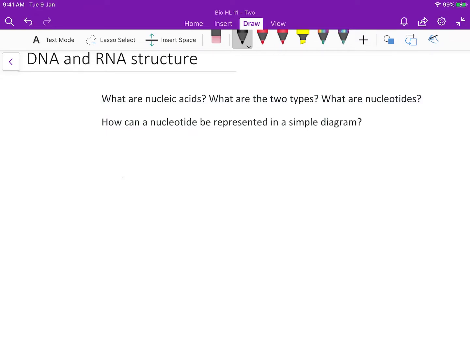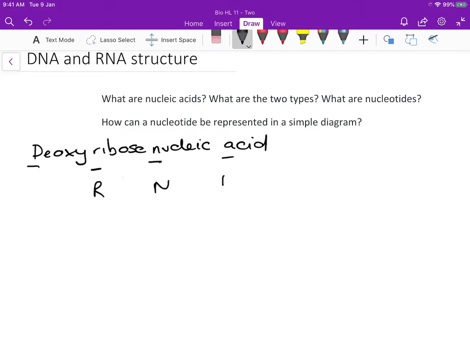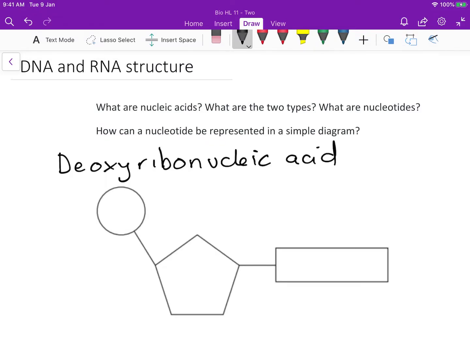Okay, so DNA is deoxyribose nucleic acid, making up the D, the N, and the A, so DNA. And if we're thinking about what RNA is, the other type, it's ribose nucleic acid, so that would make RNA. But when we write it out, we remove the last bit, so we get rid of the S and the E, and it's just deoxyribonucleic acid, or ribonucleic acid.